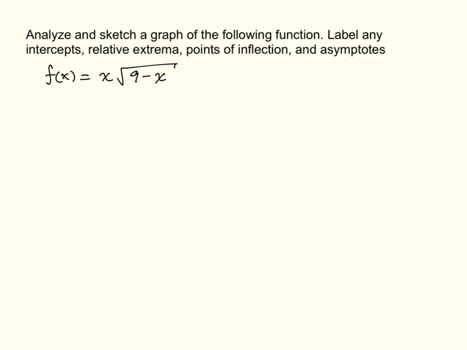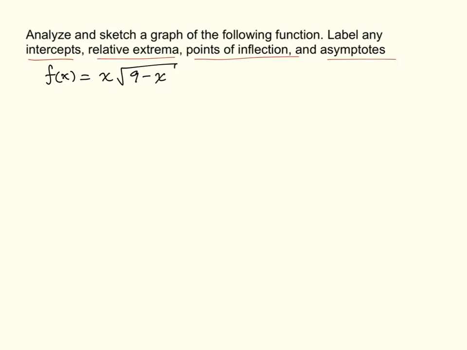Analyze and sketch a graph of the following function. Label any intercepts, relative extrema, points of inflection, and asymptotes. All of this information that is highlighted here, the intercepts, relative extrema, points of inflection, and asymptotes, tells us everything we need to do for this function to sketch a graph of what f of x looks like successfully.